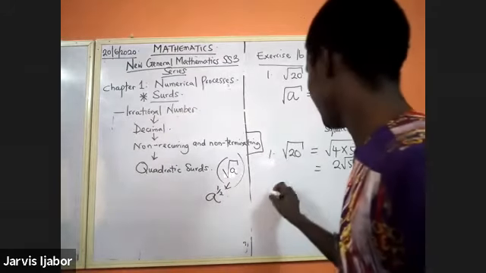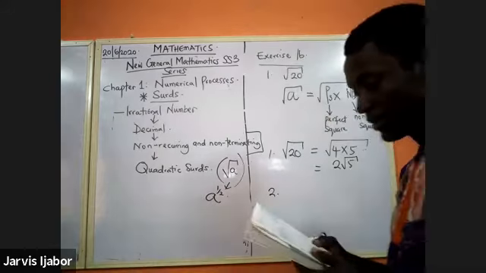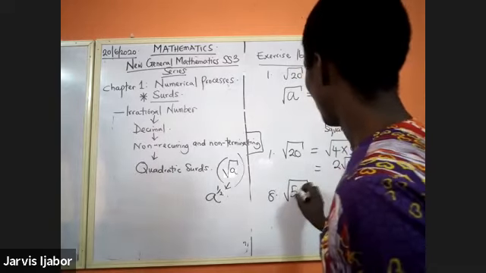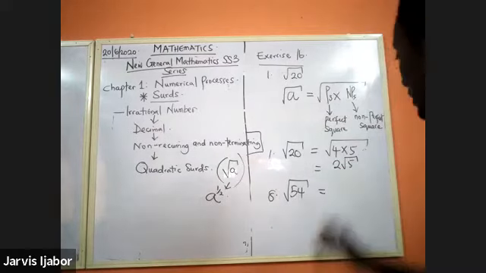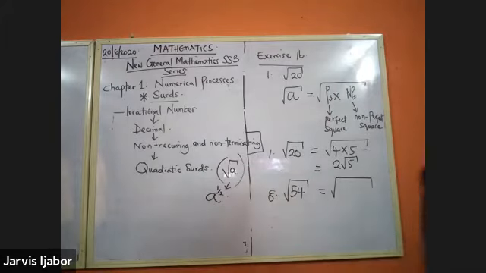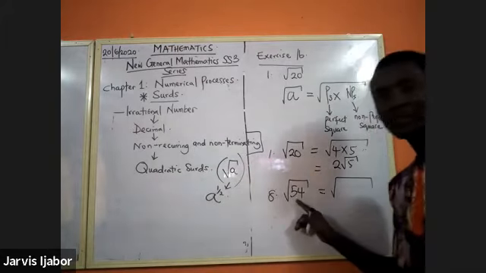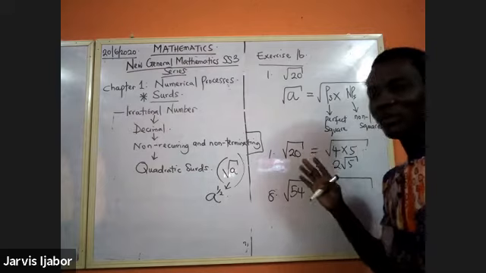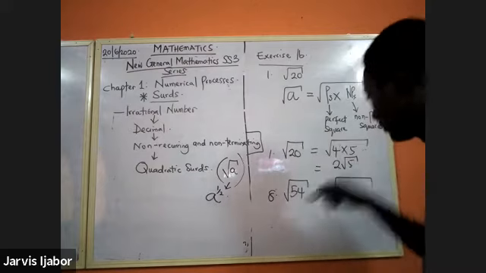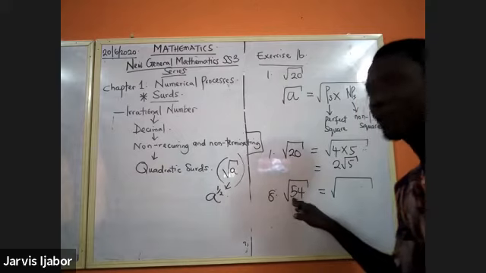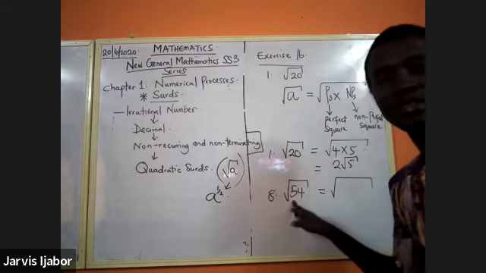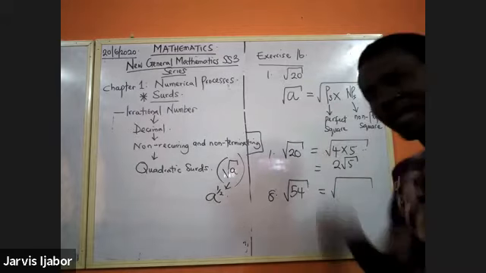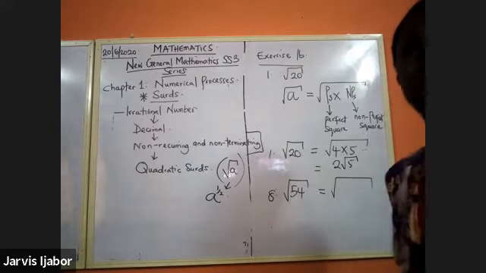Let me take another one. Let's say question 8, the square root of 54. I think of two numbers, a perfect square. Now you're going to apply your rules of divisibility here. You see where everything you have learned will be coming back to play. If I want to get a number that is divisible by 9, I'll add the digits. So I now know that this number is divisible by 9. So I divide this by 9 first.